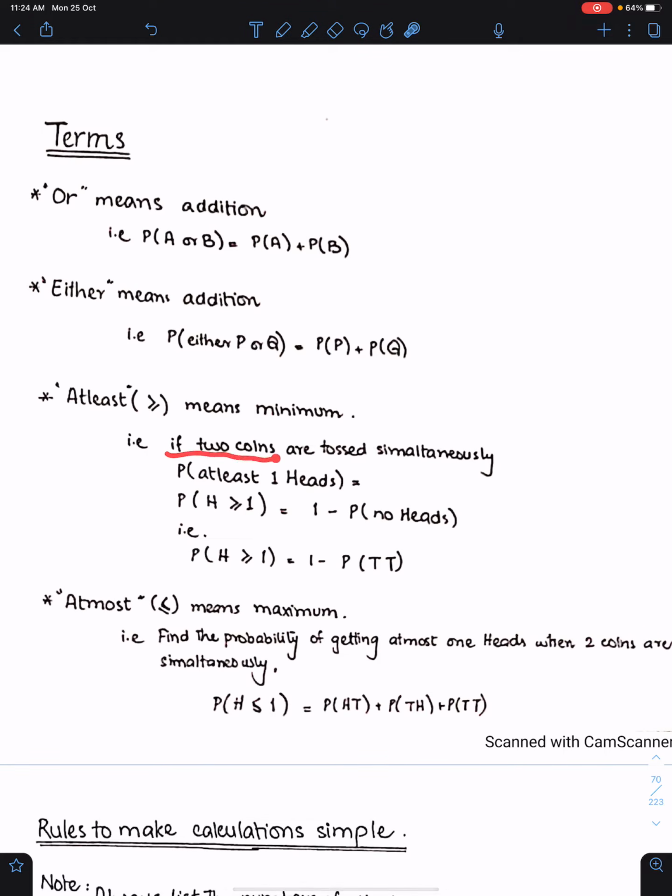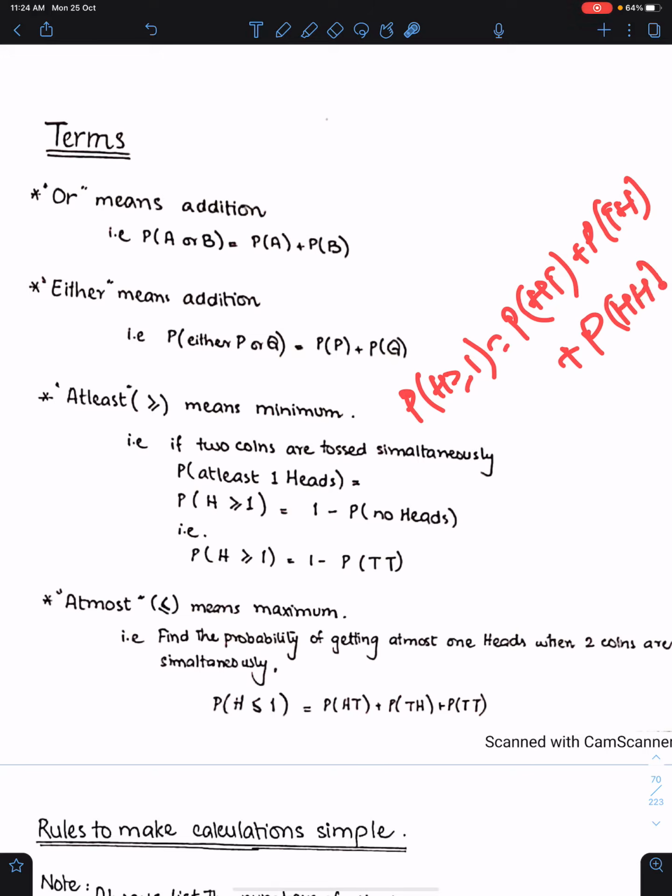if two coins are tossed simultaneously, find the probability of getting at least one head. So we have two options. We can either find at least one head with this method, 1 minus no head, or we can find this as 1 head with tail and 2 heads. So we have both the options. Either we list all the possible options or 1 minus no head, like this.